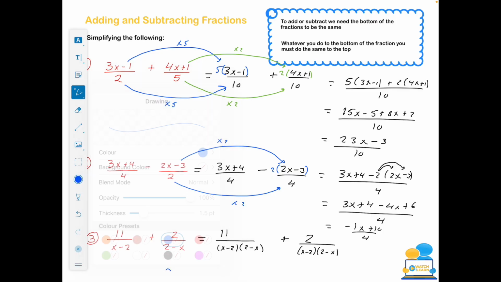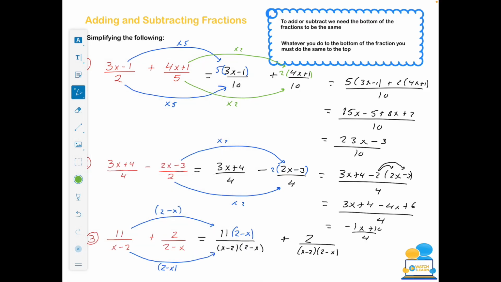Now, again, different colours, we're going to use our arrows. Okay, so to go from here to here, there was originally an x minus 2, and now suddenly there's an x minus 2 and a 2 minus x. Okay, so we'll write what's new on the bottom there. You need to do the same thing to the top. So we're going to have to multiply the top by 2 minus x.